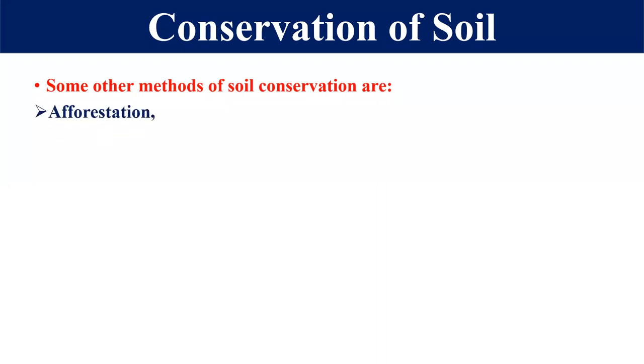Now let's discuss some other methods which are used for soil conservation. First of all, afforestation. It means planting of trees. Because we know that the roots of the trees, they always hold the soil.